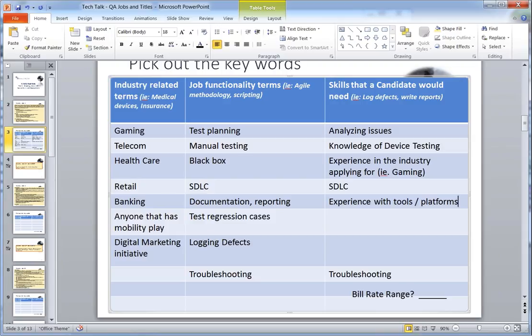There you go. So if you're a web tester, you've got to know the web platform. If you're a mobile tester, in this case we know it's mobile, you're going to have to know mobile platforms and tools. Okay, that's good. I think that's a very comprehensive list.